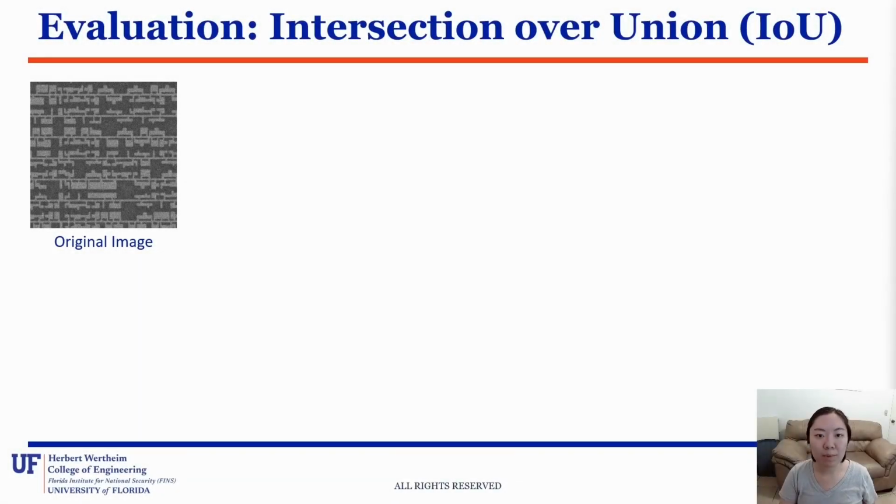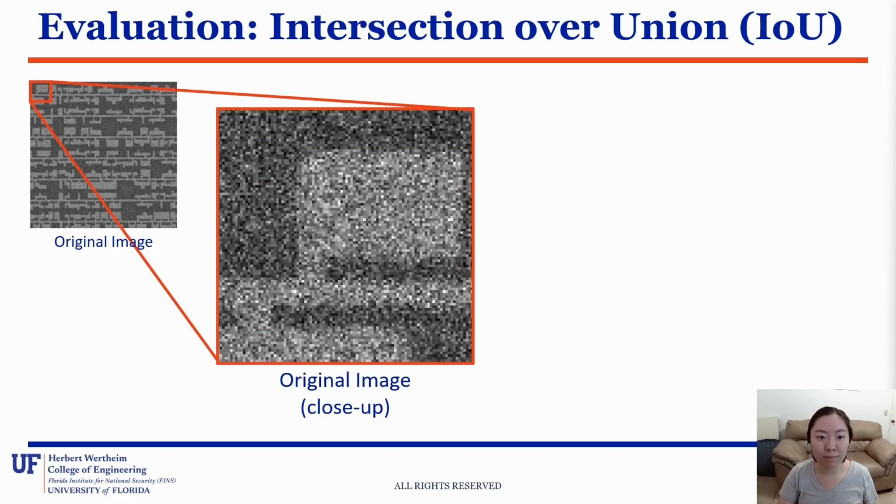Now that we have a segmentation result, we want to know how good it is. In other words, we want to quantitatively evaluate our segmentation result. One common evaluation method is the intersection over union, or IOU score. This is a little bit hard to see, so let's zoom in a bit to see what's happening visually.